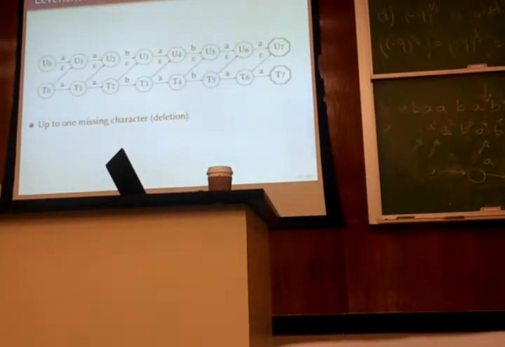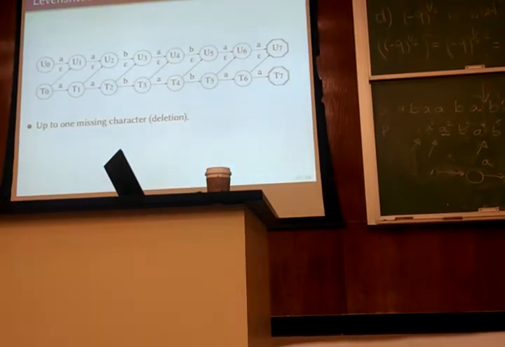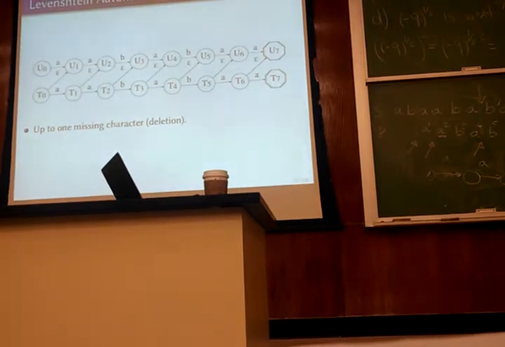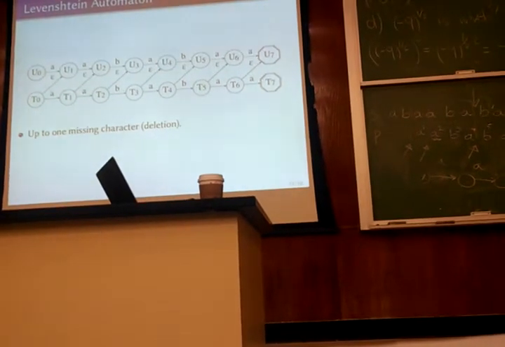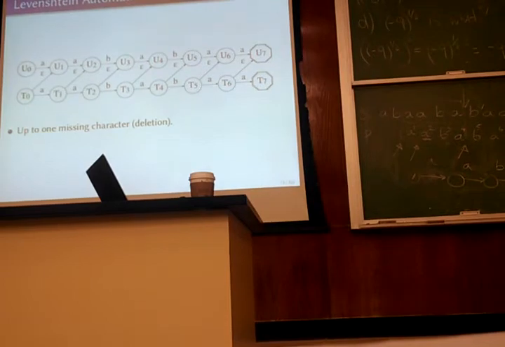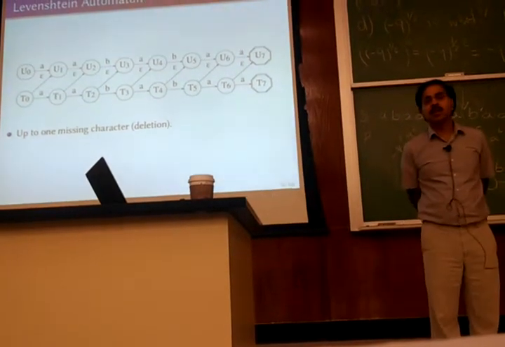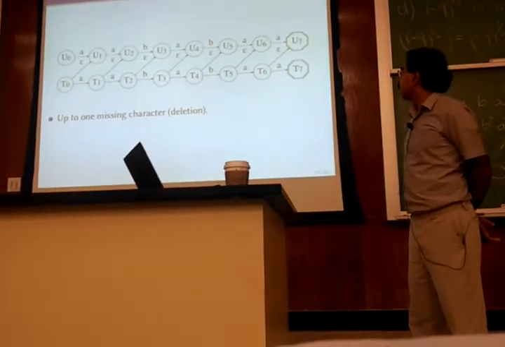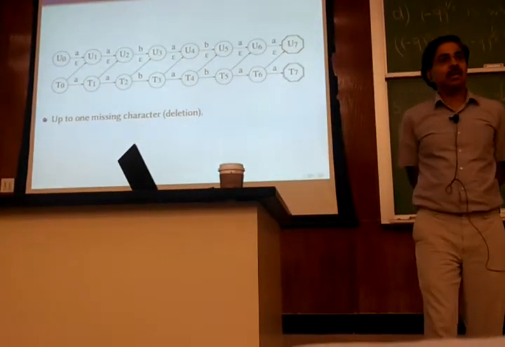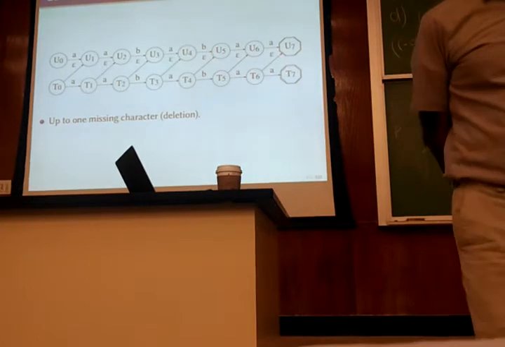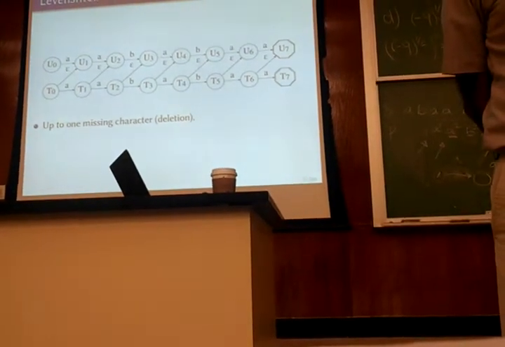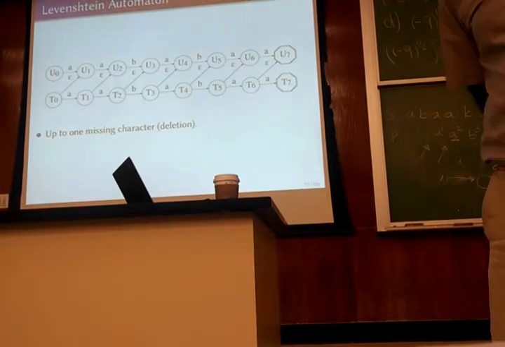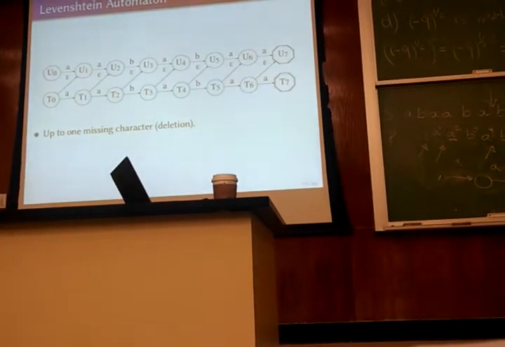Let's say we want to allow either one insertion or one deletion. We don't want anything more than that. Then how can I modify this automaton to allow one insertion? You can go from T2 to U1. On what? Again, what is the symbol of the transition? The character A? Not A.